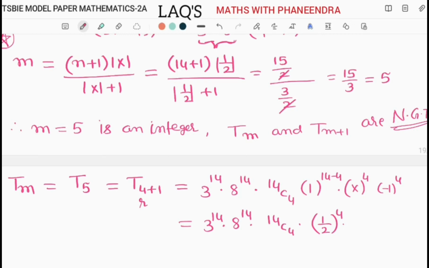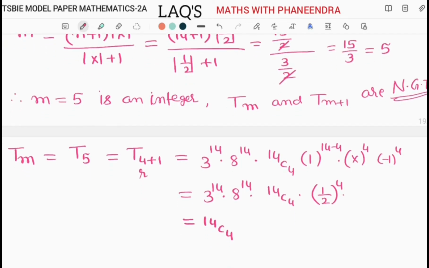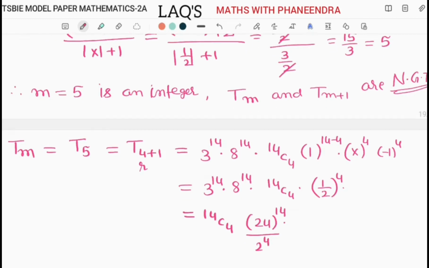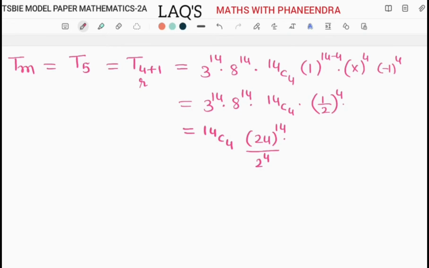Why? Because first 14C4 we can write it. 3 power 14 into 8 power 14, 3 into 8 is 24, 24 power 14 into 1 by 2 whole power 4, means 1 by 2 power 4. We cannot simplify. Why? Because big values will come now. We can leave it. Next Tm plus 1, second case.